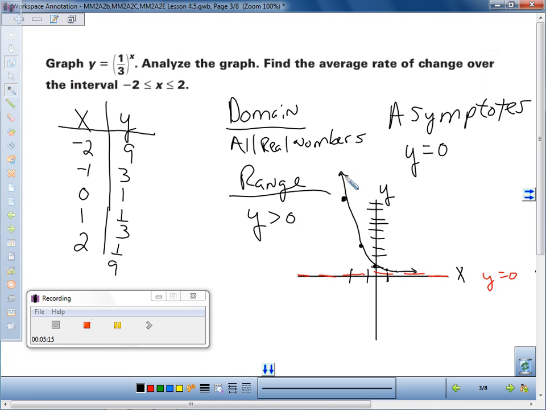Now this is a decay because we started out larger and then we're going down. Okay, so it decreases. So this function is going to decrease from negative infinity to positive infinity, because you notice it's just getting smaller and smaller and smaller.